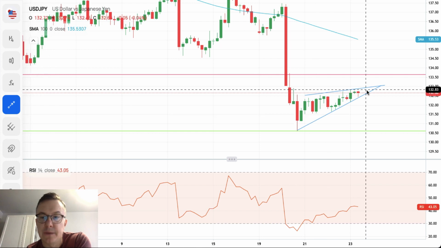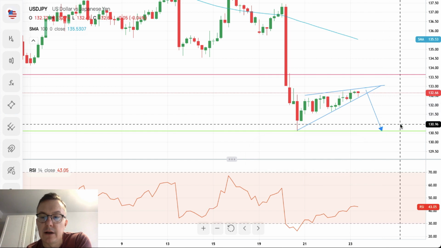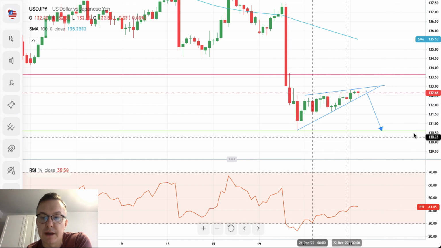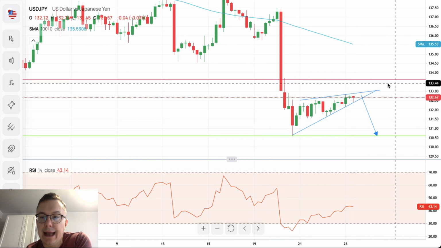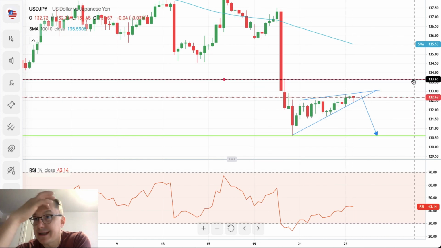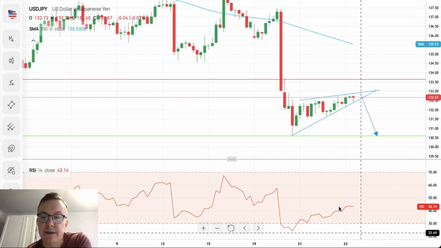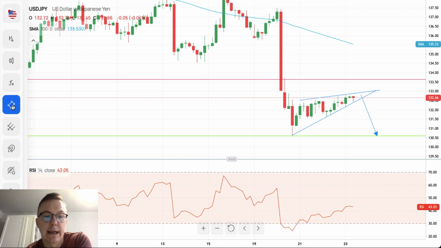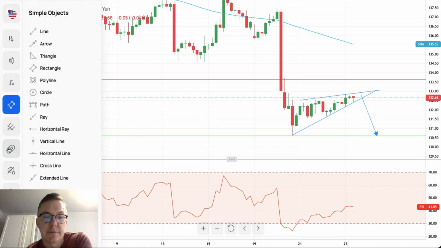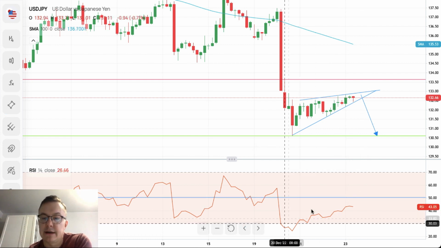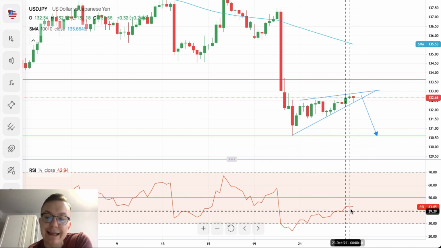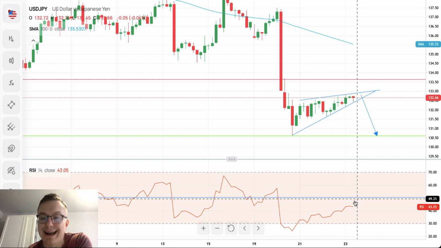So we should see the market moving towards the recent local low and swing low located at 130.59, as long as we trade below this technical resistance. So the outlook remains bearish. Momentum is weak. 43 points is below the level of 50. Let me just put the level of 50 for you guys. There you go. 50 is somewhere here. So we are still below the level of 50.